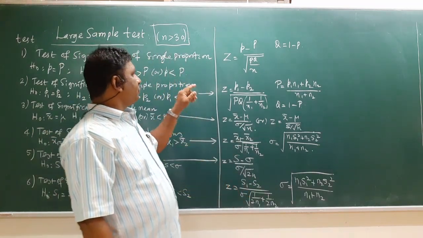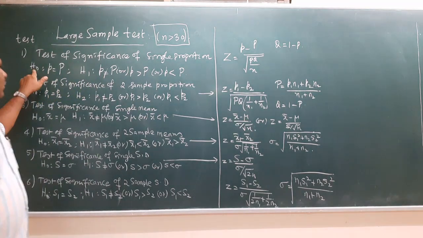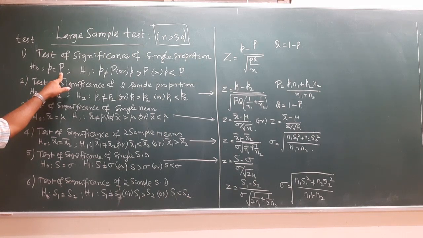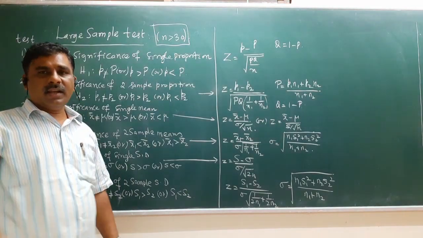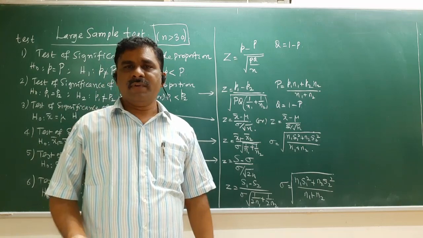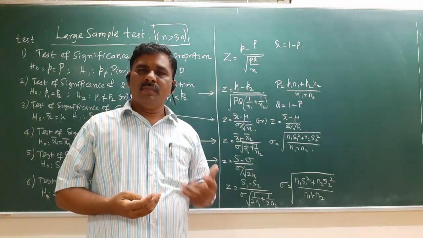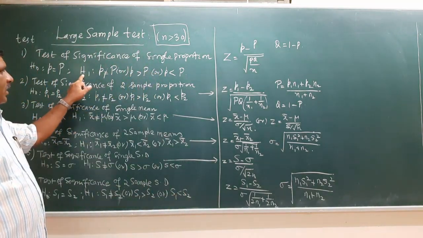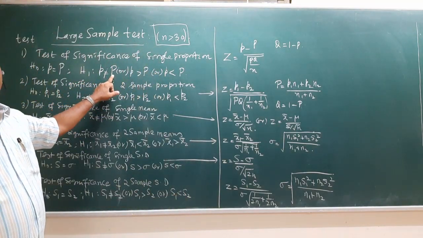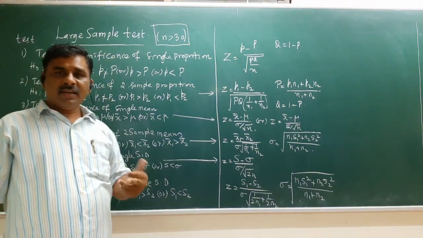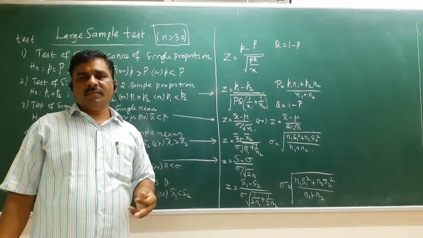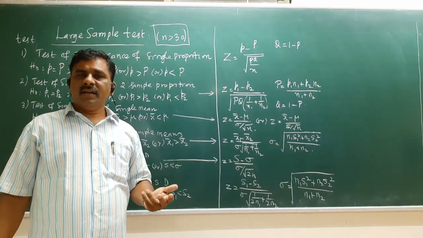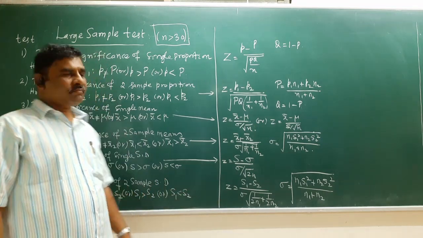Now, in general for all the problems, what is H naught? H naught is small p equal to capital P. H naught is the null hypothesis. Null hypothesis means the hypothesis of no difference. That is always sample proportion equal to population proportion. What is H1? H1 is small p not equal to capital P. Always H1 is the complementary of the null hypothesis. That means when the null hypothesis is equality, then the alternative hypothesis is inequality.